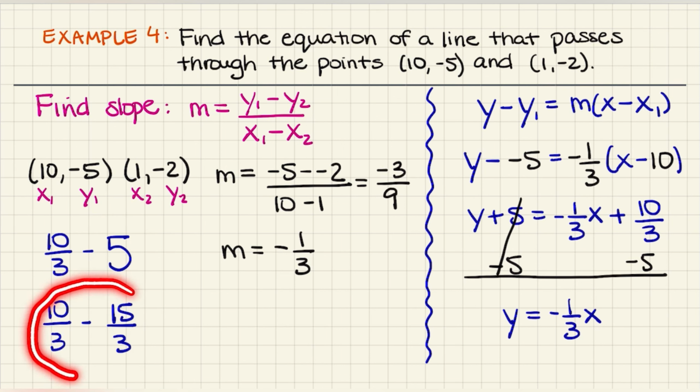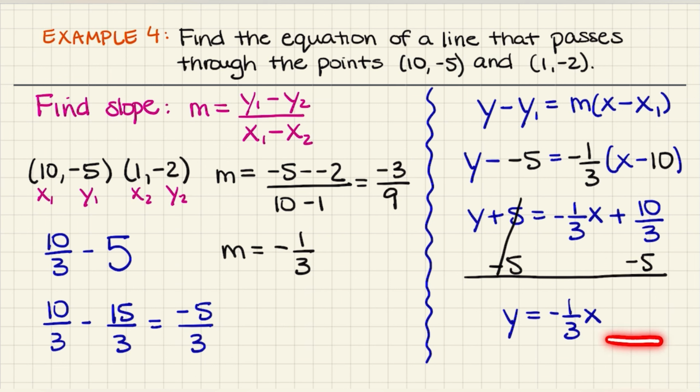So now we can actually subtract these since they have the same denominator. 10 minus 15 equals negative 5 over 3. So we have negative 5 over 3 right here. And that's our final answer: y equals negative 1/3 x minus 5/3.